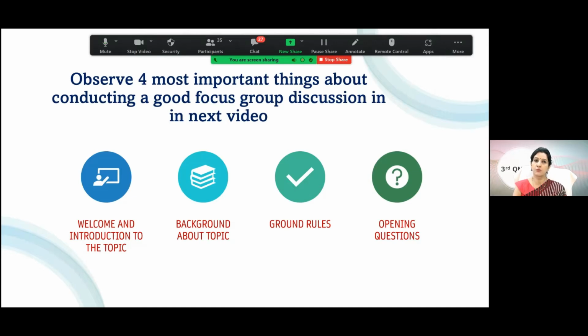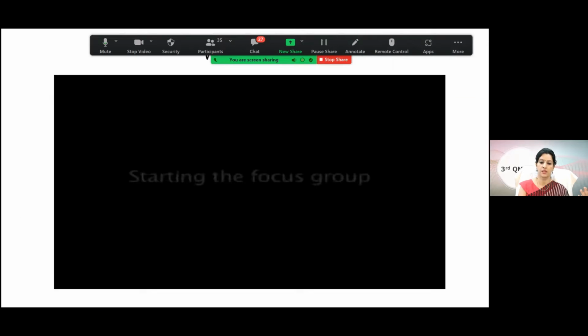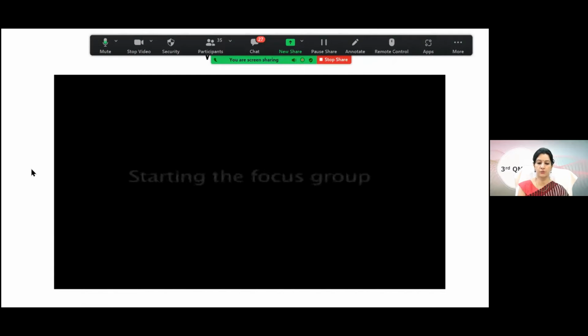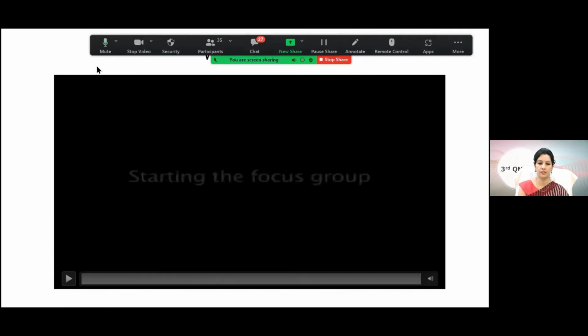Conducting FGD with students, medical students, or people who have a good position is easy, because then you are able to find a place. Then again, you should introduce them to the background of the topic, some ground rules, and the opening questions. So now just see this FGD. This will give you some idea regarding what to do and what not to do during the FGD.